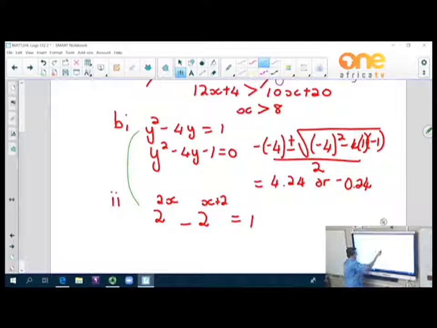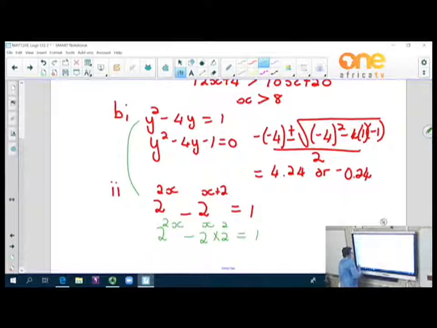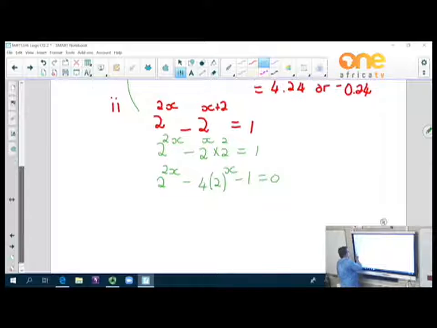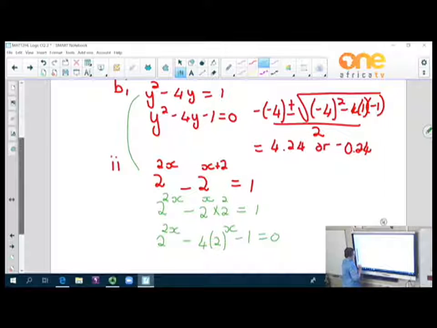Okay, now there's the 1. Let's just first write it like this. So what does this mean? Because I add, I multiply. So 2 to the power of 2 is equal to 1. So this is then 2 to the power of 2x minus 4 times 2 to the power of x. And if I bring over that one, there is now a relationship between these two.